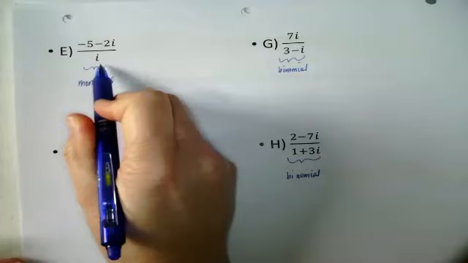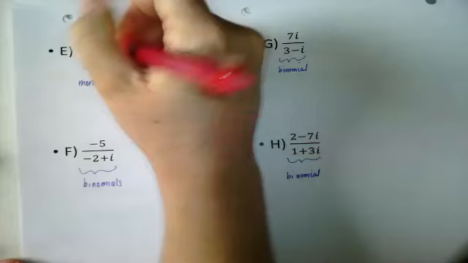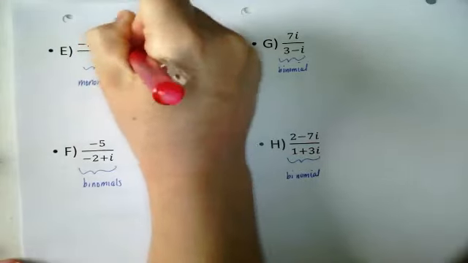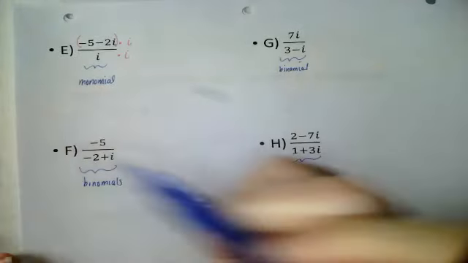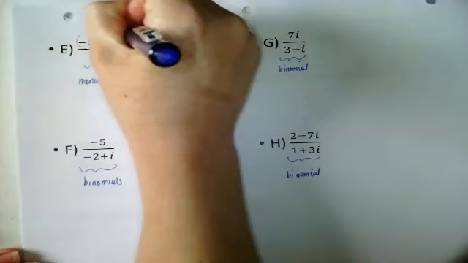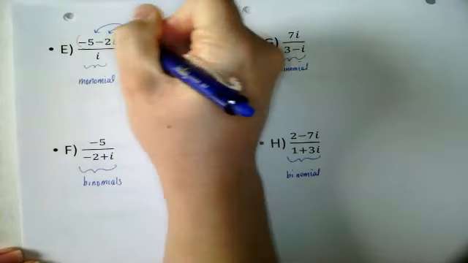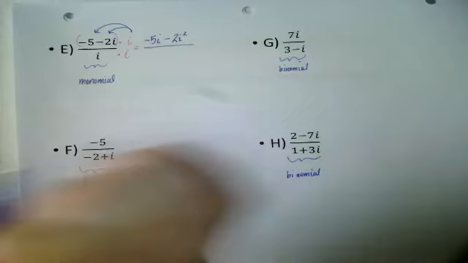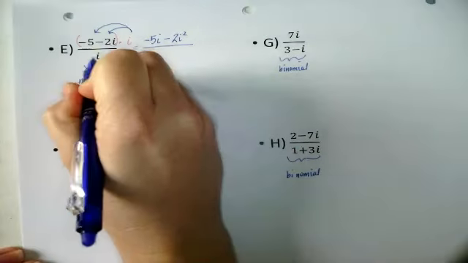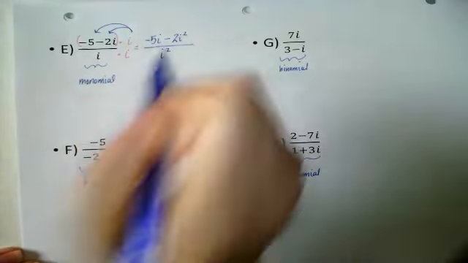So monomials are easy to get rid of the radical, easy to rationalize. All I have to do is multiply top and bottom by I. Easy to rationalize. So I'm going to distribute my I. Negative 5 times I is negative 5i. And then negative 2I times I is negative 2I squared. The denominator becomes I squared. I times I is I squared.